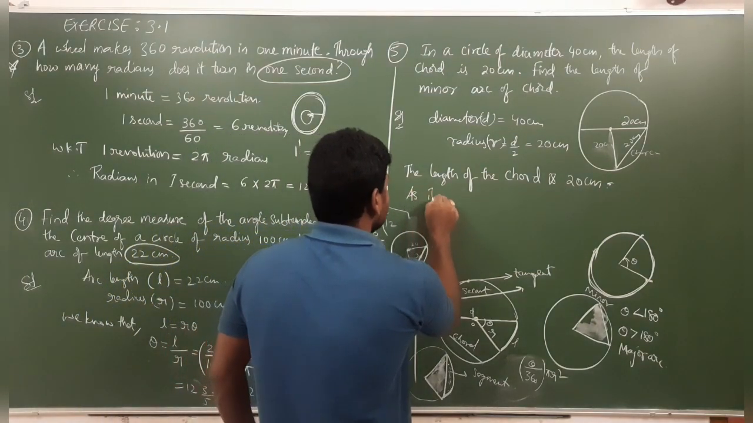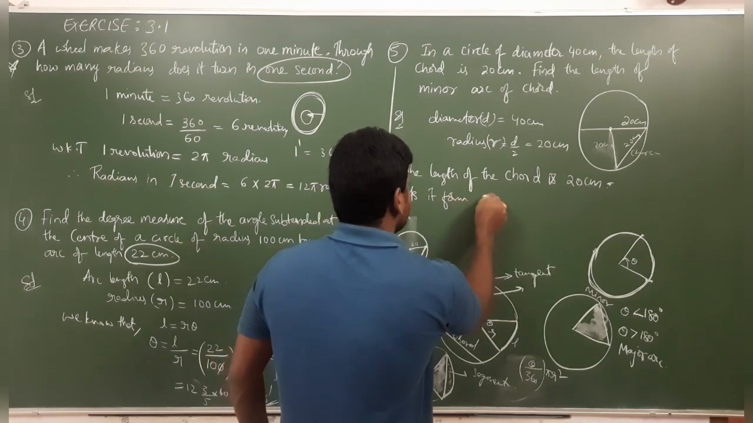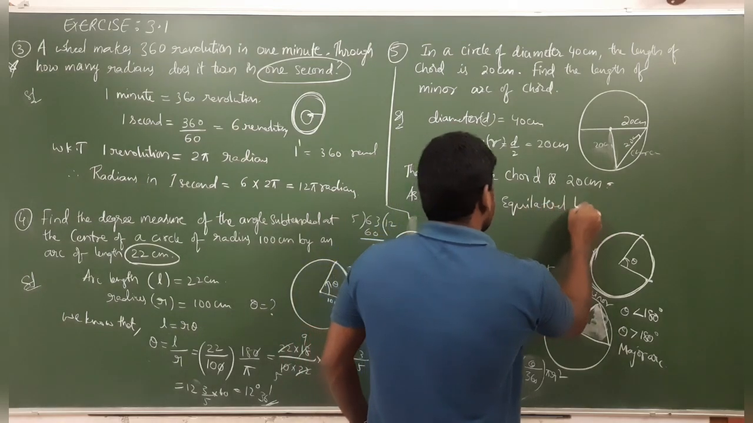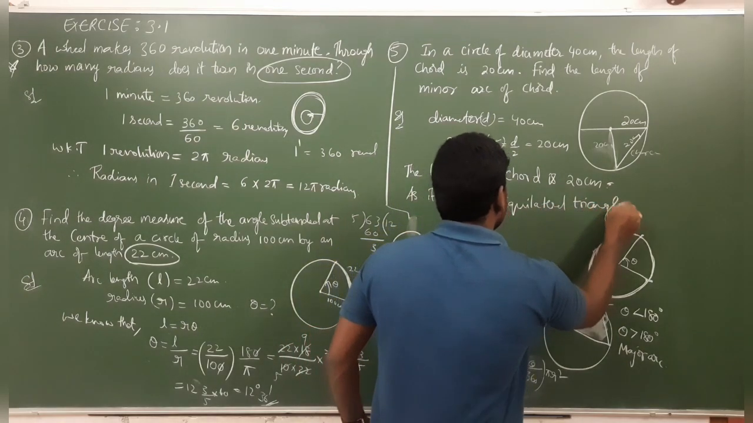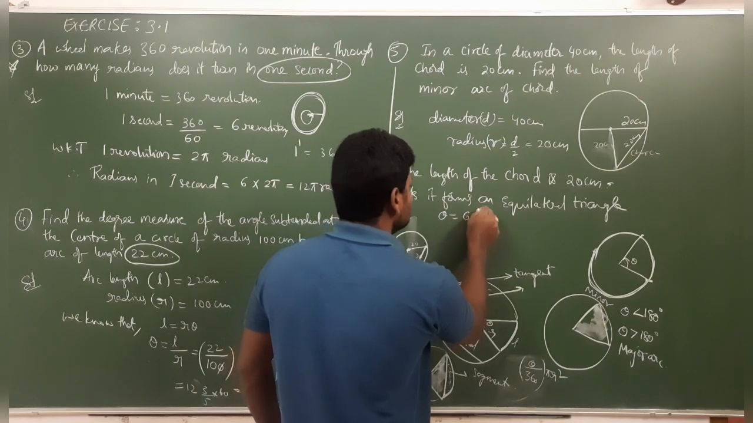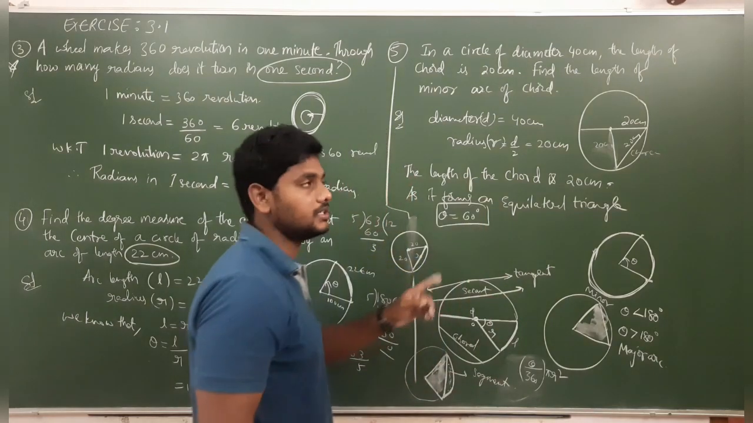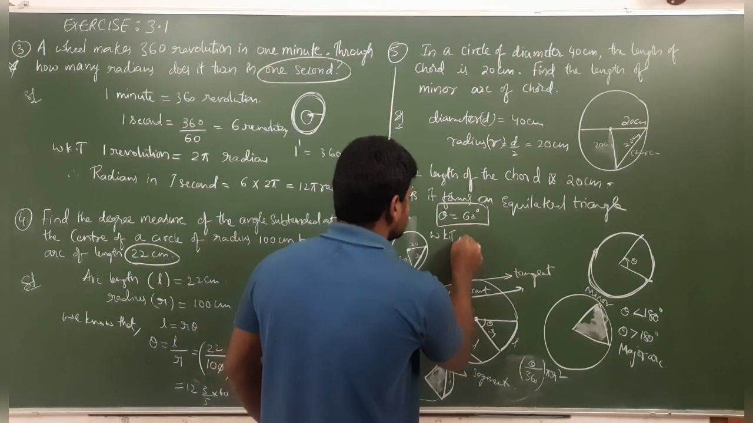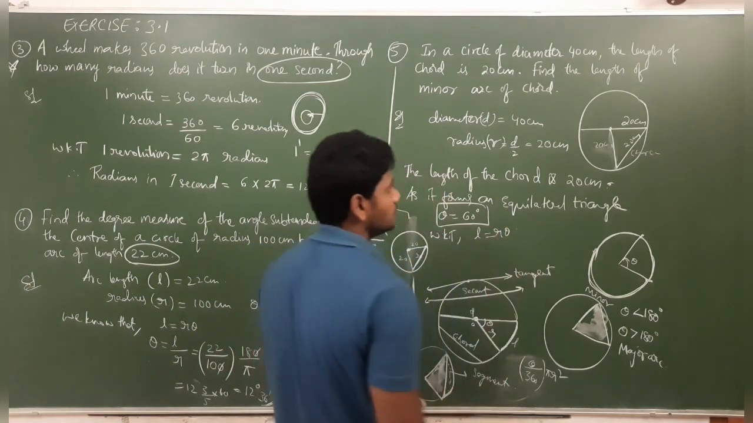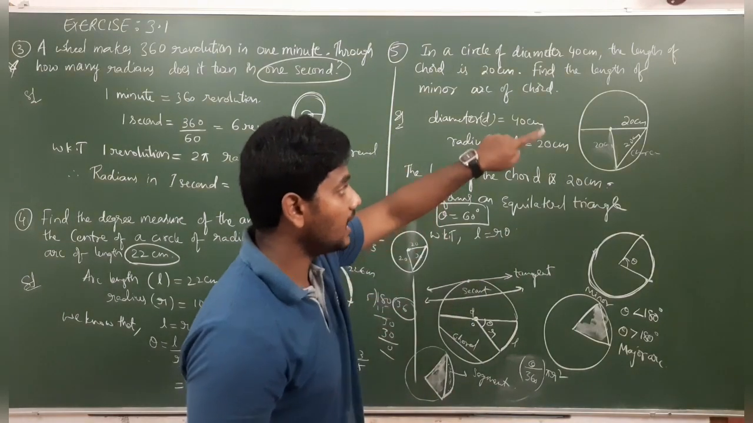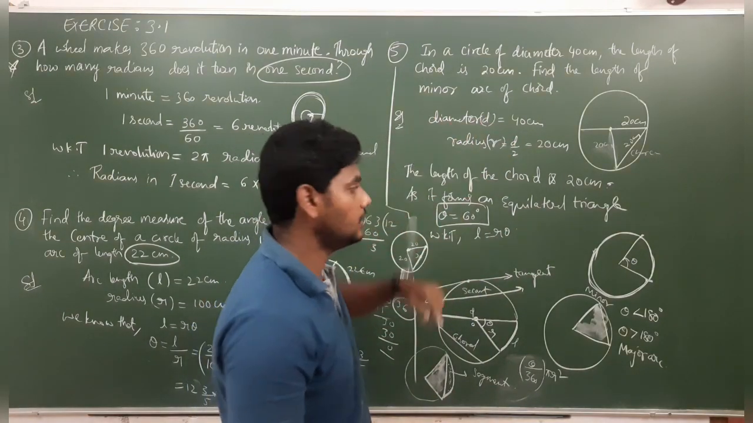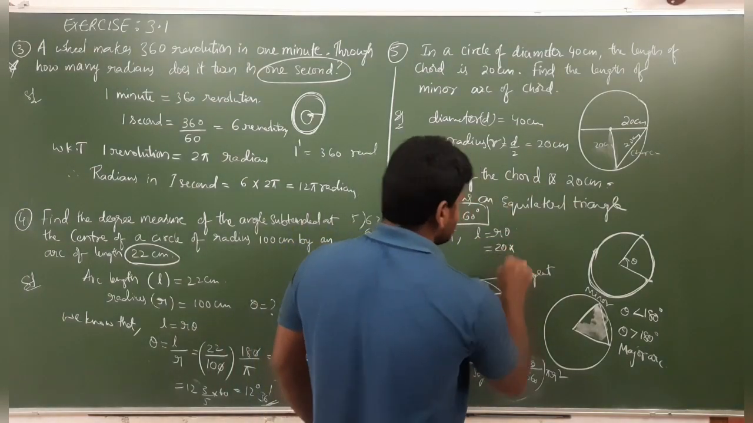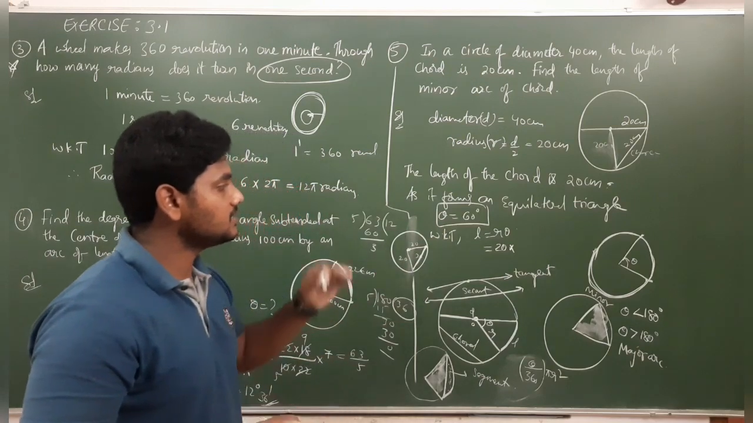As it forms an equilateral triangle, theta equals how much? Theta equals 60 degrees, right? Remember that. Now according to the condition we know L equals r theta. What is L? The length of the minor arc, which we need to find. That is equal to r into theta. What is r? Radius, which is 20 centimeters, into theta. What is theta? 60 degrees.